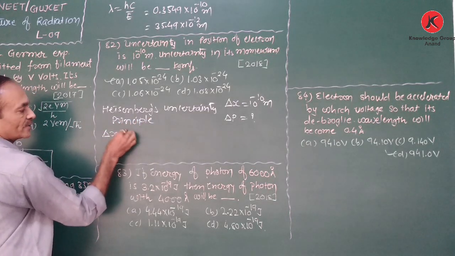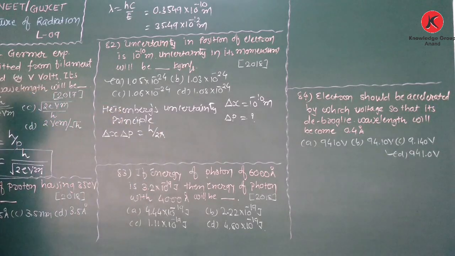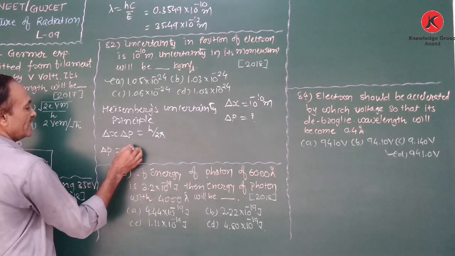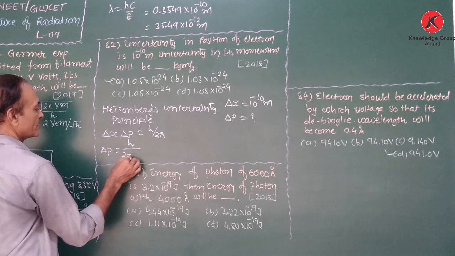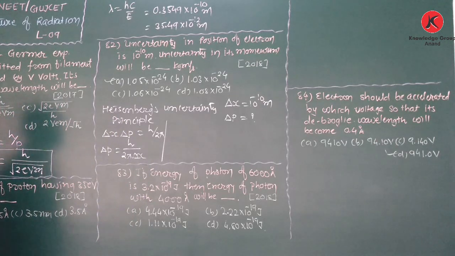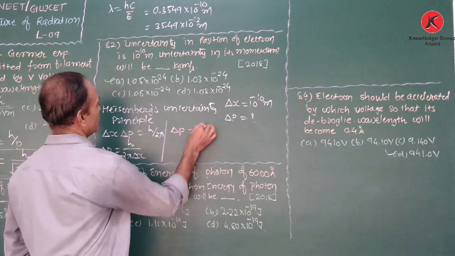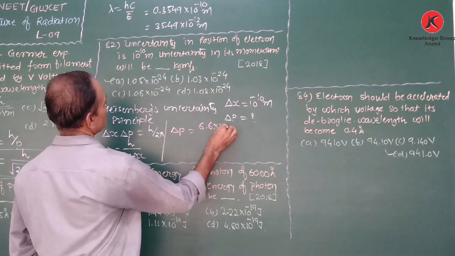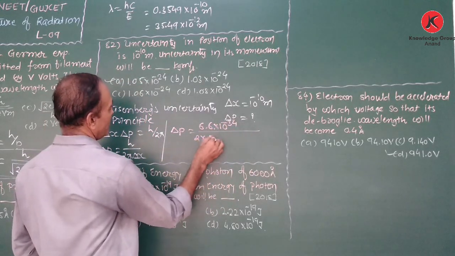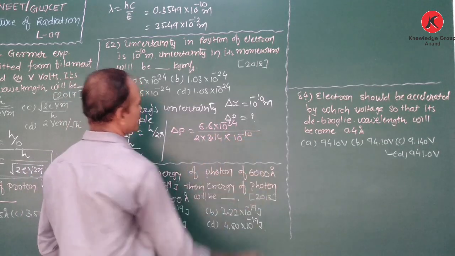Delta x into delta p is equal to h upon 2 pi. We require the uncertainty in momentum. Therefore, delta p is equal to h upon 2 pi delta x. Substituting the values, delta p is equal to 6.6 into 10 to the power minus 34, divided by 2 into 3.14 into delta x, 10 to the power minus 10.